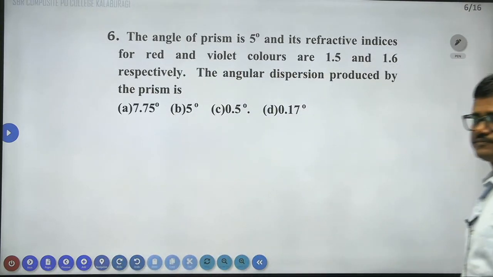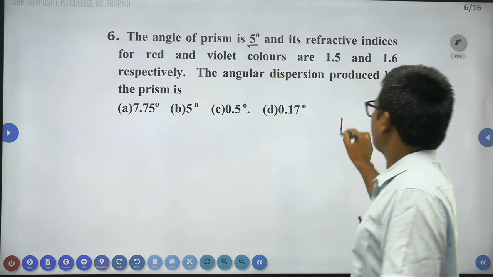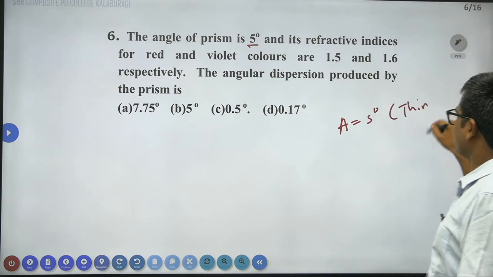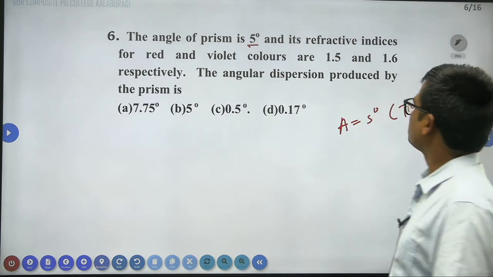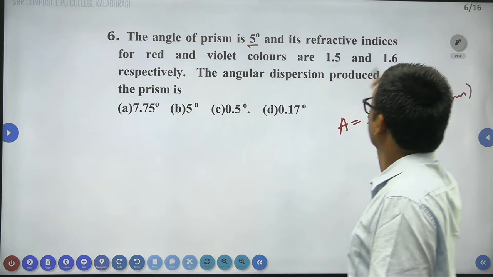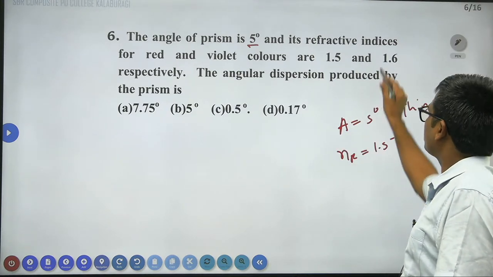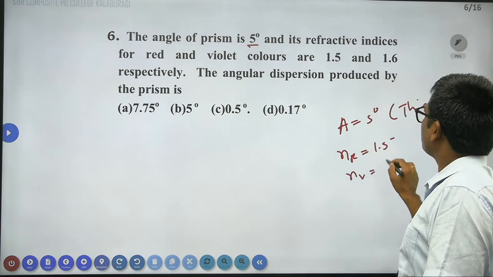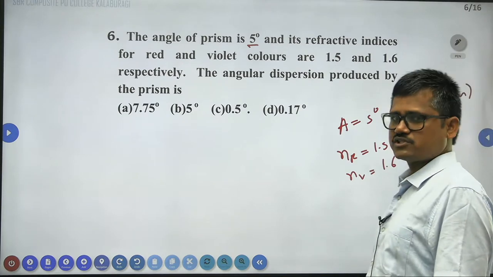Okay. Next. The angle of prism is 5 degree. The angle of prism 5 degree means they are talking about a thin prism. Its refractive index for red and violet colors are given. Refractive index of red color is 1.5, and refractive index of the prism medium for violet color is 1.6. The angular dispersion produced by the prism is.